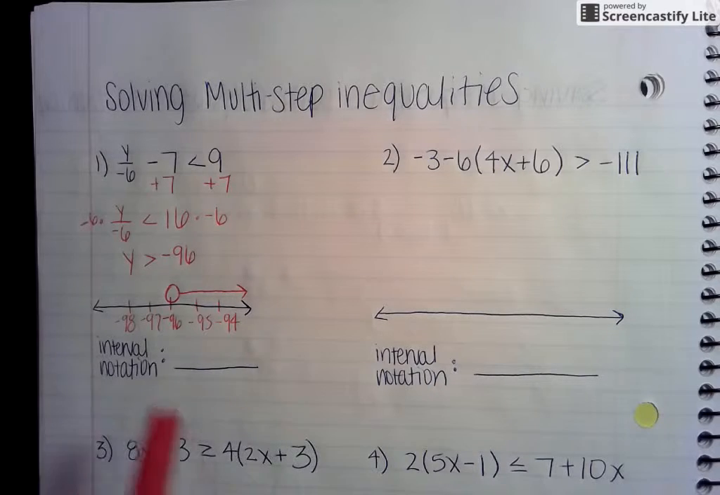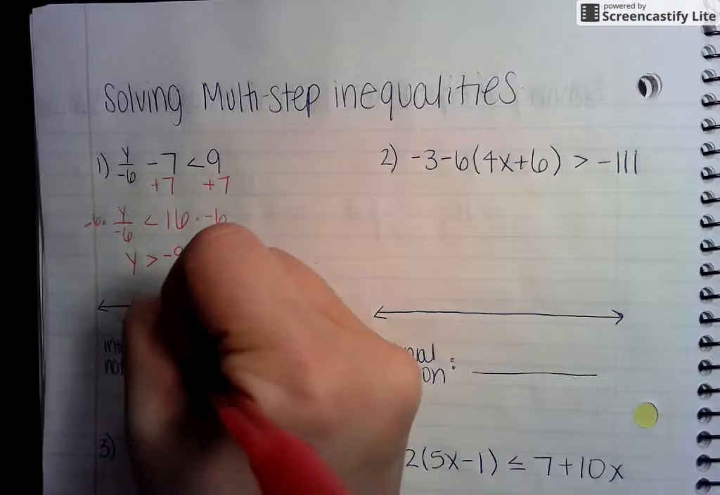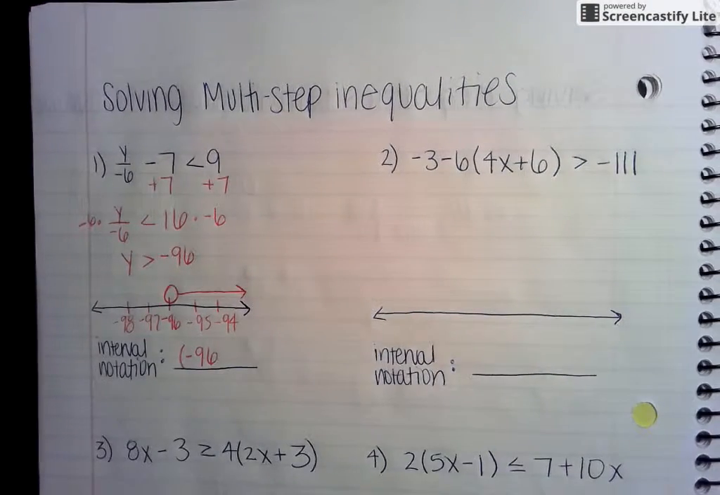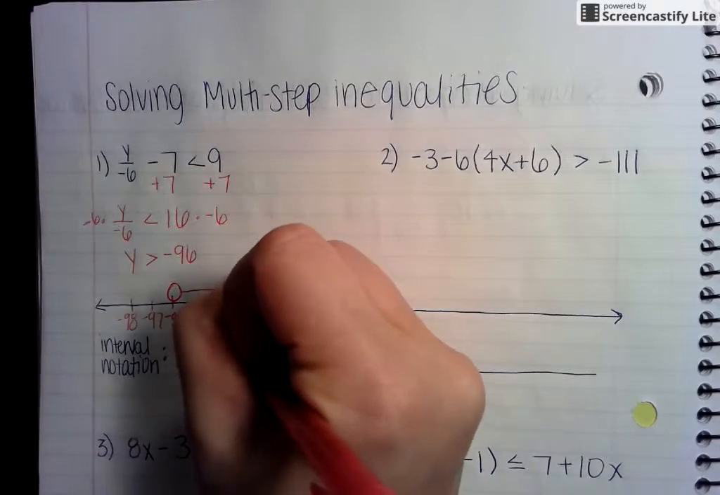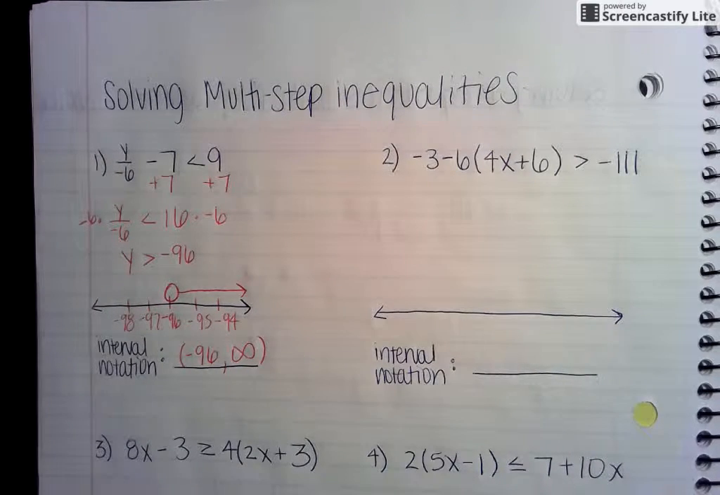So how we're going to write the interval notation is we read left to right. So in this case, it's going to be a parenthesis -96 because we're not including -96 because it's an open circle, comma, and it's becoming more positive, so we're going to use positive infinity and then a parenthesis. So that would be our interval notation.